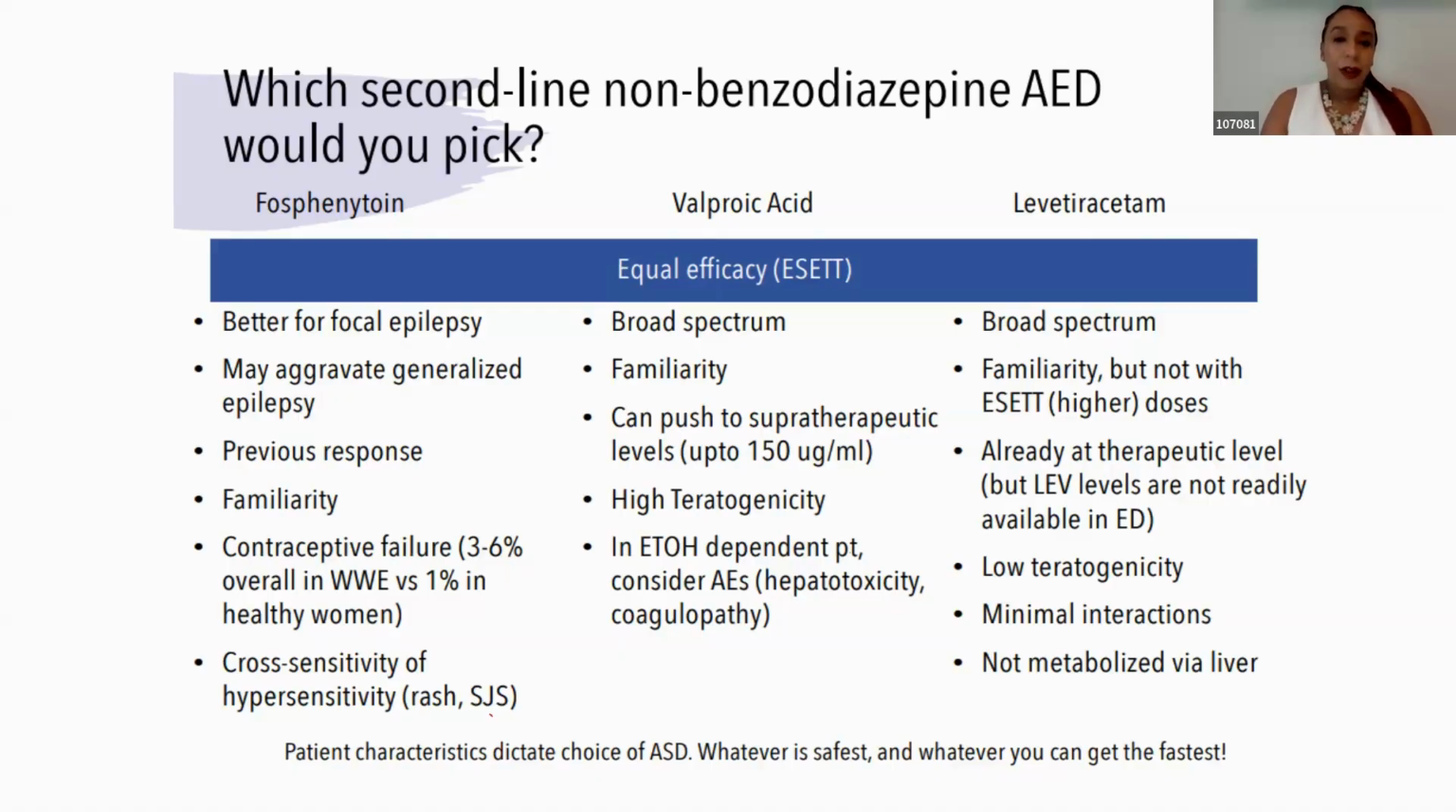And then valproic acid is a great one as well, which we're avoiding in this patient because of her ETOH dependency, but also because she's a woman. We haven't done a pregnancy test, so I would probably not use valproic acid because it has a high teratogenicity risk. And Keppra, I love this drug very much, but she's already on it and it's therapeutic.